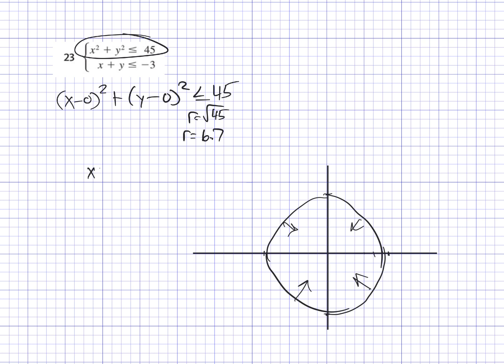All right, and the other one is x plus y is less than or equal to negative 3. So y is less than or equal to negative x minus 3. So it goes through at negative 3. It is solid because it's equal. And our slope is negative 1 over positive 1. So we go down 1 and right 1, down 1, right 1. And so it's a solid line. And less than means below, so it's shaded this direction. So where is the ultimate shading? It's in between the circle and that line.